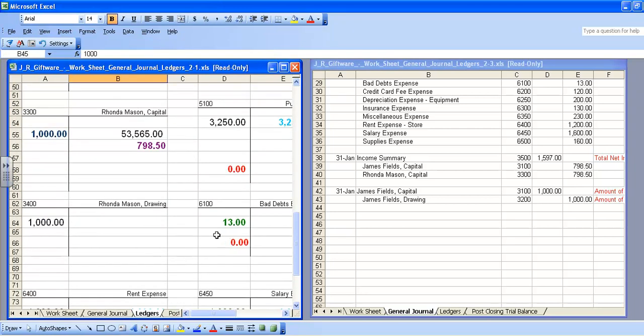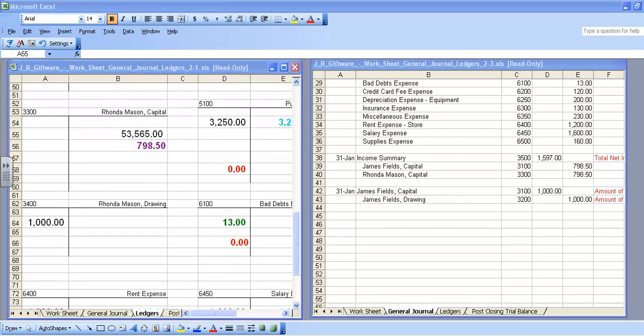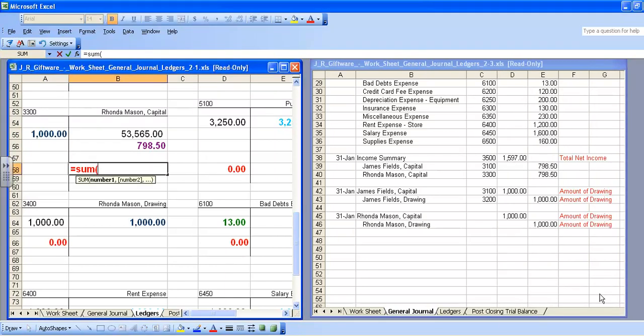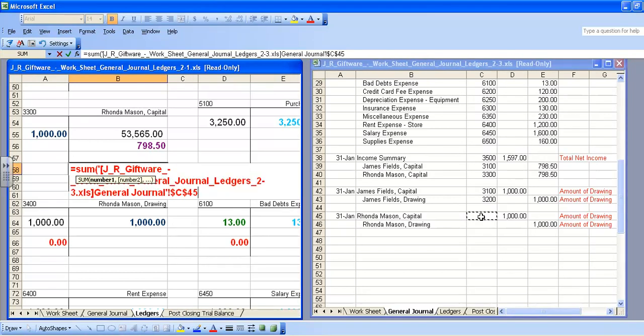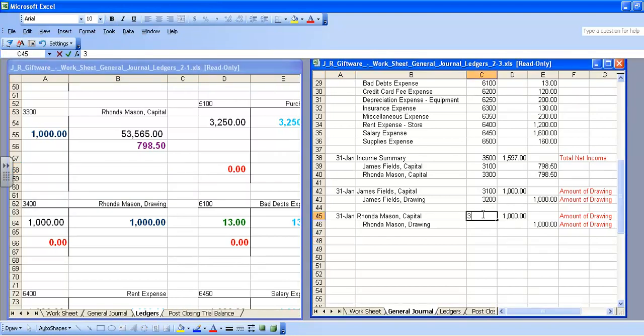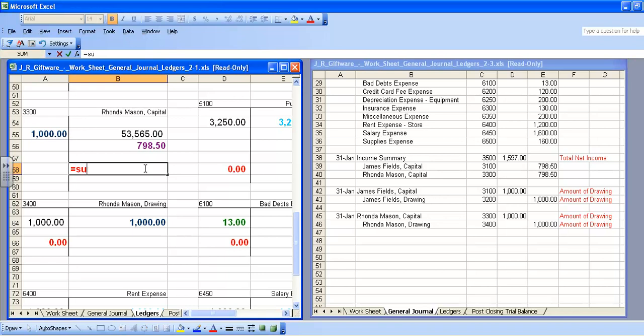Okay, now we need to do the same entry for Rhonda Mason. And so I'm just going to pause the video, prepare that, and post. Okay, so once I have them posted, I need to remember that I have to put the account numbers in here. And then we're going to go back and figure out our balance for Rhonda Mason Capital. Okay, we're going to add the credits and subtract the debit. Okay, and there's our balance.